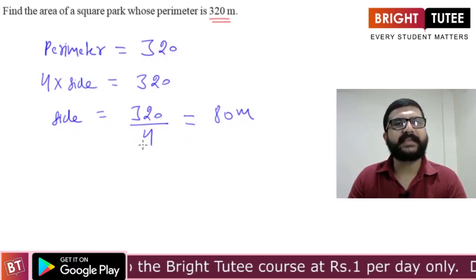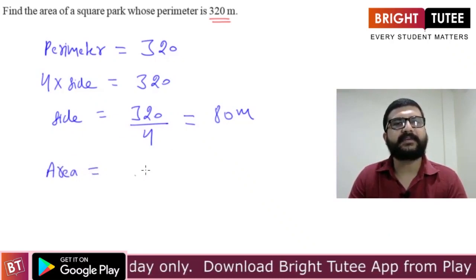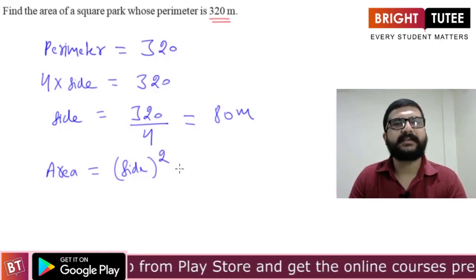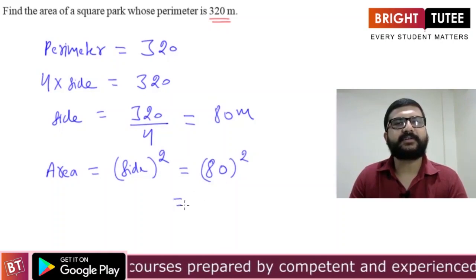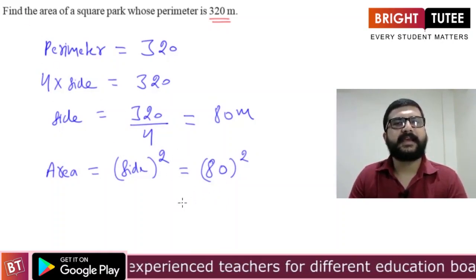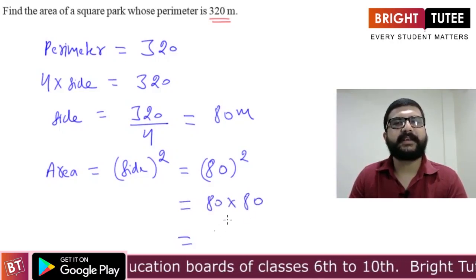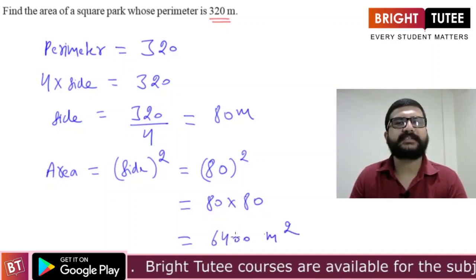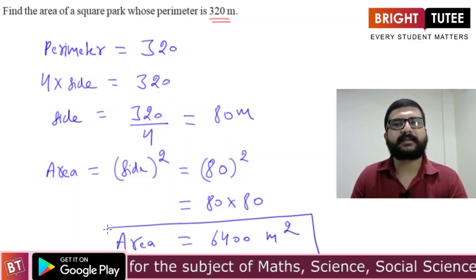So now we are having side length of a square park. Can we find its area? Yes, very easily we can find area now. Area will be equal to side square, or we can write it as side into side. So this will be 80 square, and this is equal to 80 into 80. Now 80 into 80 is 6400 square meter. So this is the area of the square park.